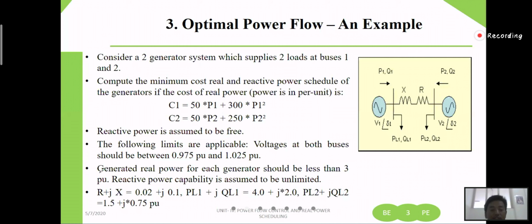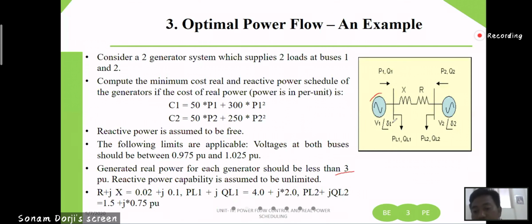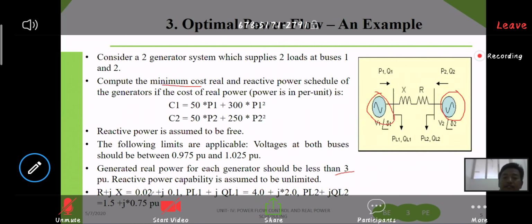Okay, then another one is that the generated real power for each generator should be 3 per unit. So each generator should generate 3 per unit, meaning this is also one sort of constraint they are mentioning. Okay, then reactive power capability is assumed to be unlimited, which means whenever required, reactive power is provided. Okay, so this is a condition given in the question. Based on that, what we have to do is compute the minimum cost, so that we schedule the real and reactive power.